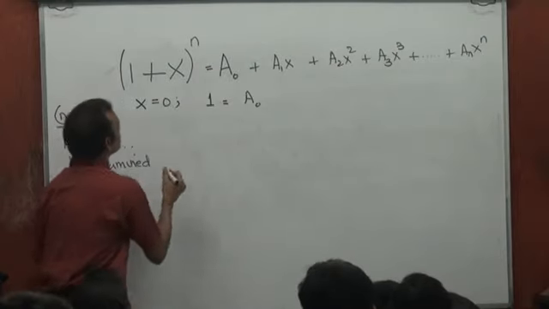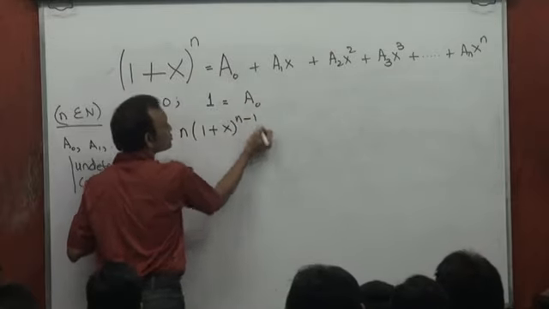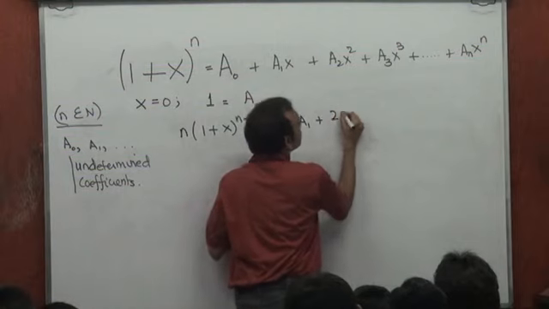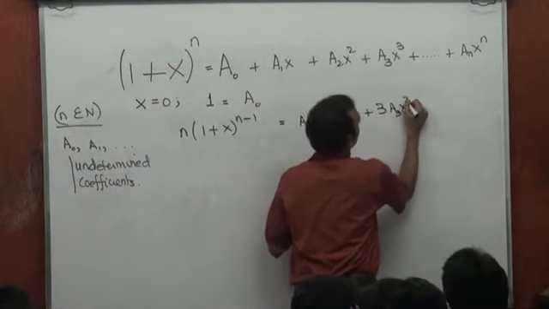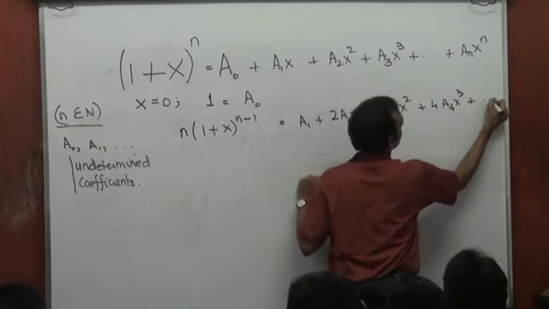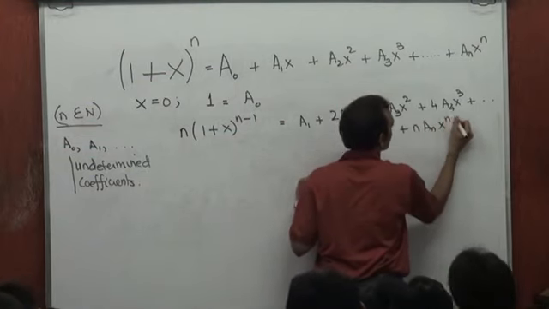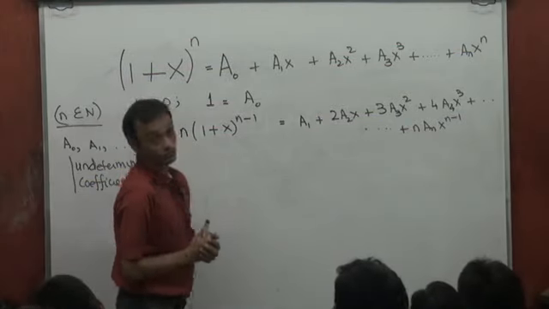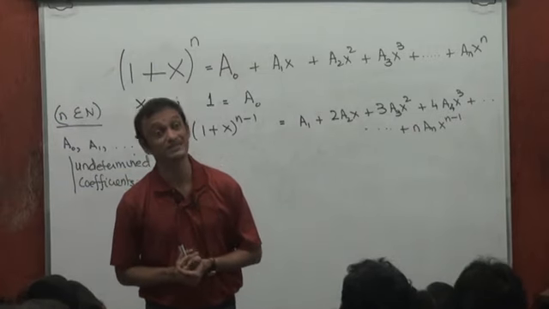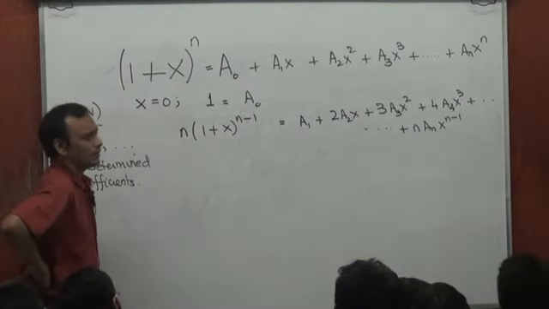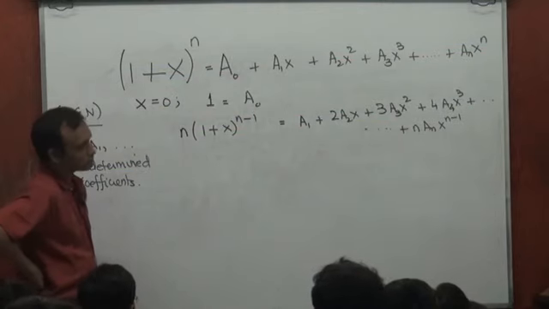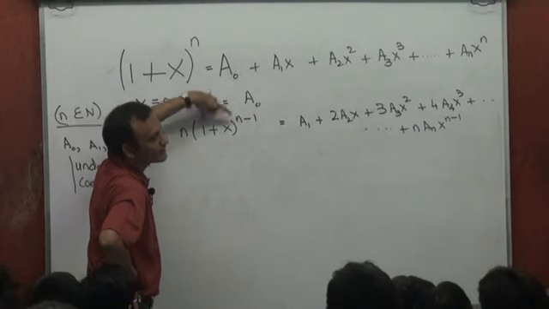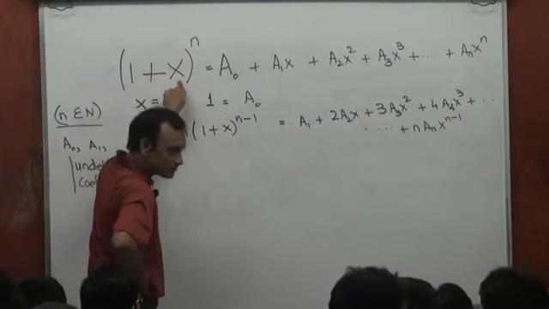So differentiating once with respect to x would give me n into 1 plus x power n minus 1, which is equal to a1 plus 2a2x plus 3a3x squared plus 4a4x cubed plus and so on up to nan x power n minus 1. If you differentiate an identity, you will still get an identity. The derivative of the inside part is 1, isn't it? Differentiate with respect to 1 plus x, so go from outside to inside. The derivative of this is 1, right?